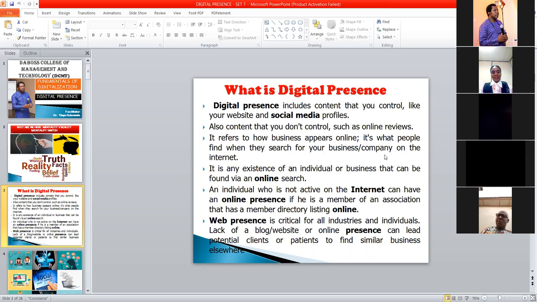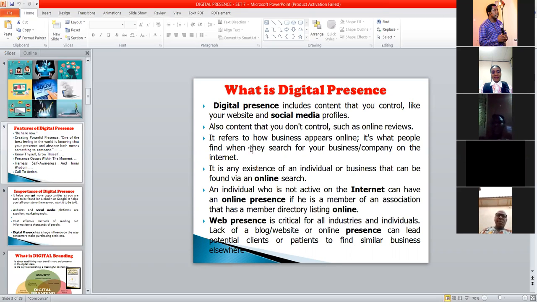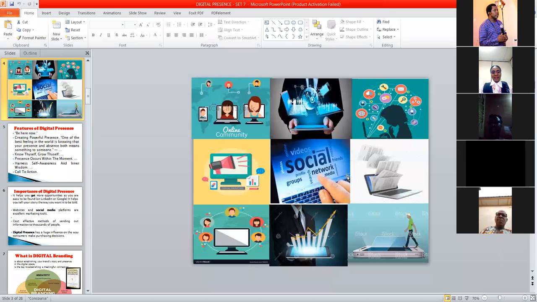So to understand digital presence, let me show you some of this diagram for you to get what digital presence means. You look at this. Digital presence is saying, when we check you online, what are we going to get? Because if we check you online and we get nothing, it's unfair. So digital presence matters a lot.